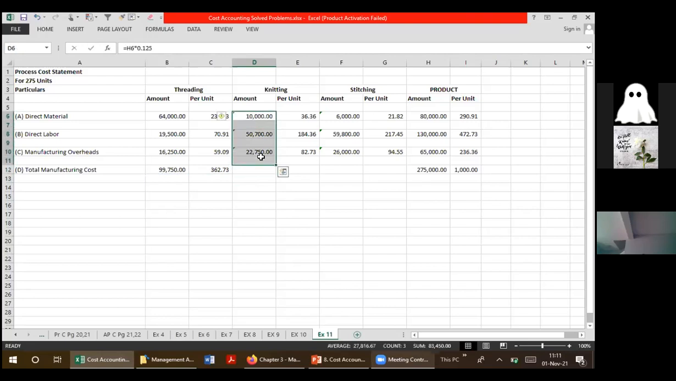Now we go to the process of knitting. Knitting adds up to be 83,450. So what is per unit? 83,450 divided by 275. That's one way to know it. 303.45. Right, and do they add up? Yeah, they add up to be the same.